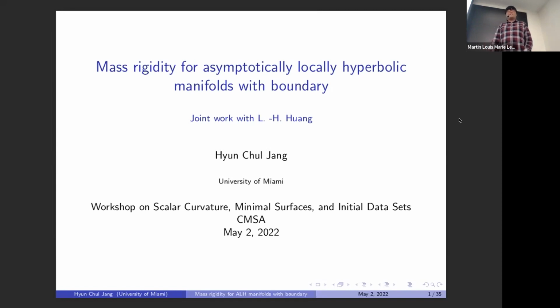All right, so this talk is about this project, mass rigidity for asymptotically locally hyperbolic manifolds with boundaries. This talk is based on joint work with Lanch and Huang. It's one of the organizers of this workshop.